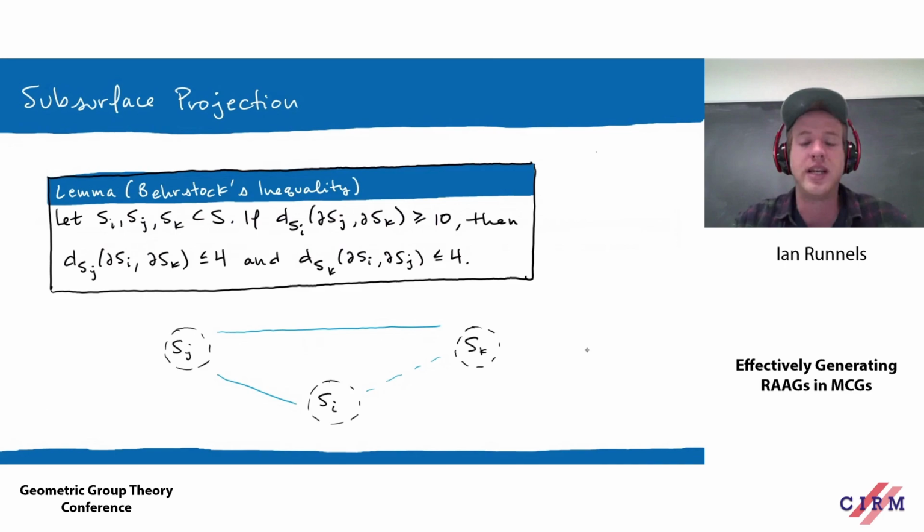So from the point of view of one subsurface, if two other subsurfaces look very far apart, then when I turn my head and look from the point of view of one of those subsurfaces, the other two have to look very close together.